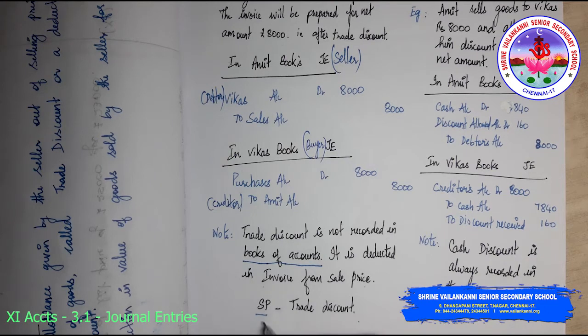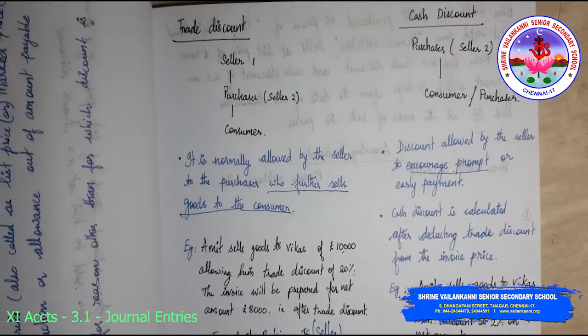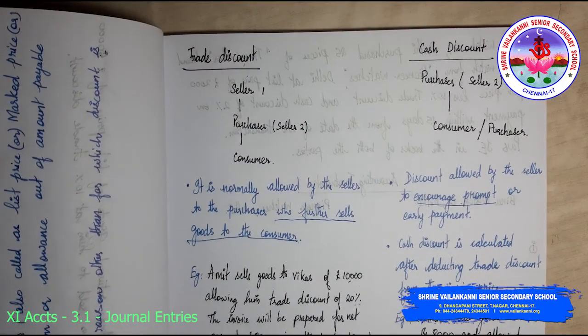So it is always deducted from the sale price. Then what is the next one? You have to understand this. Cash discount, purchases. So cash discount is calculated after deducting trade discount from the invoice price.